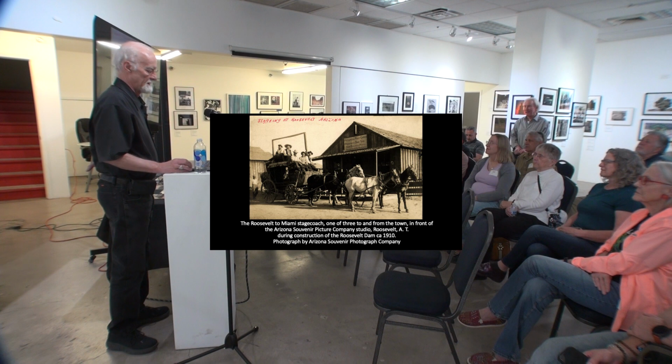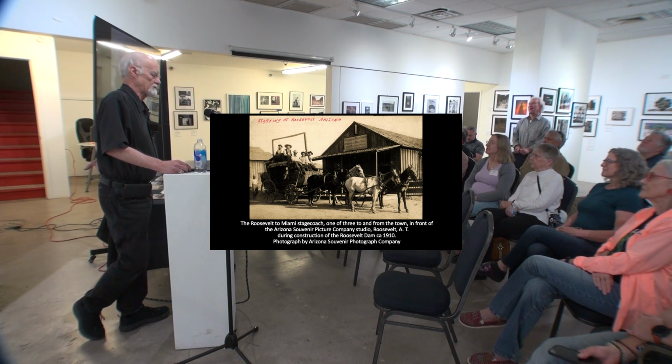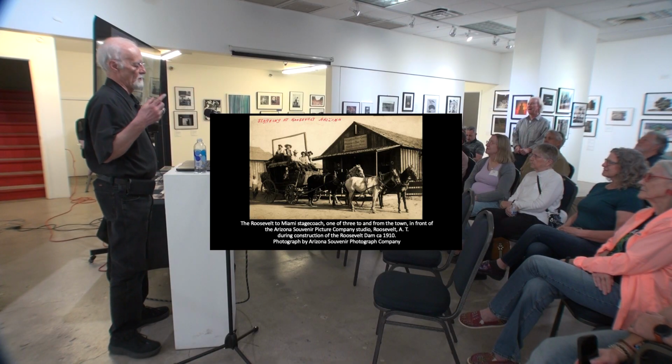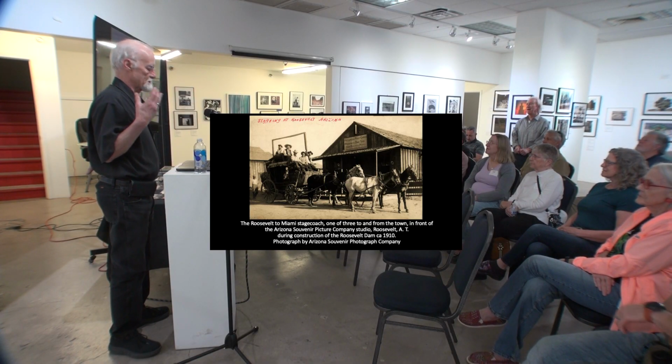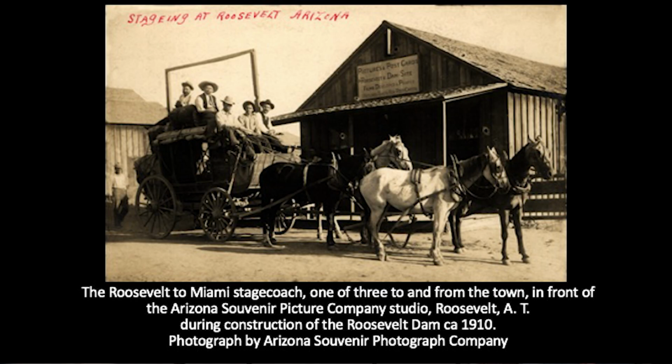This one's the stagecoach that went from Roosevelt, Arizona to Mesa and back, and carried men and materials, small materials, and payrolls and things back and forth. The building in the back, I don't know if you can quite read it, it's the post office and the Arizona Souvenir Picture Company. The Arizona Souvenir Picture Company had a photo studio in the post office.